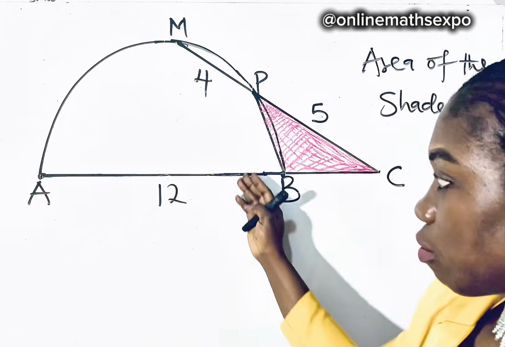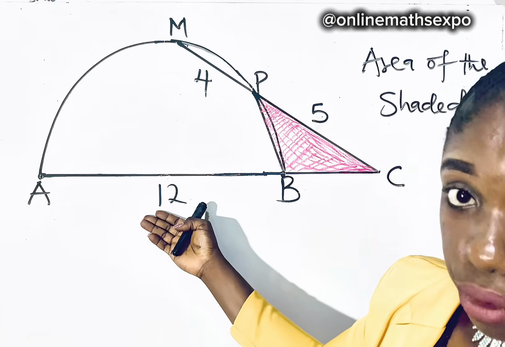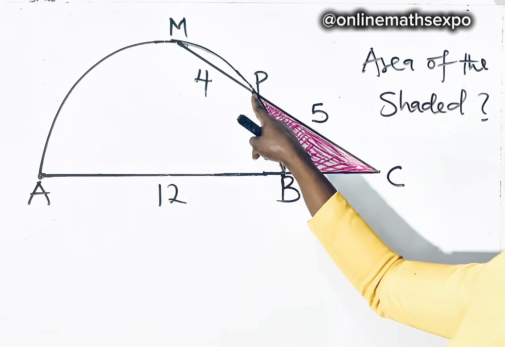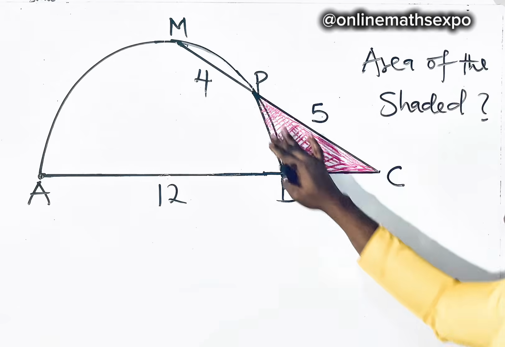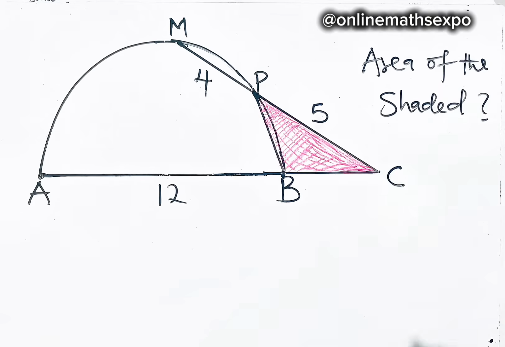We are given a semicircle. Line AB is the diameter, which is 12 units. This line segment MP is 4 units. Line PC is 5 units. And this part is the shaded triangle. The question is asking us to find the area of this triangle.